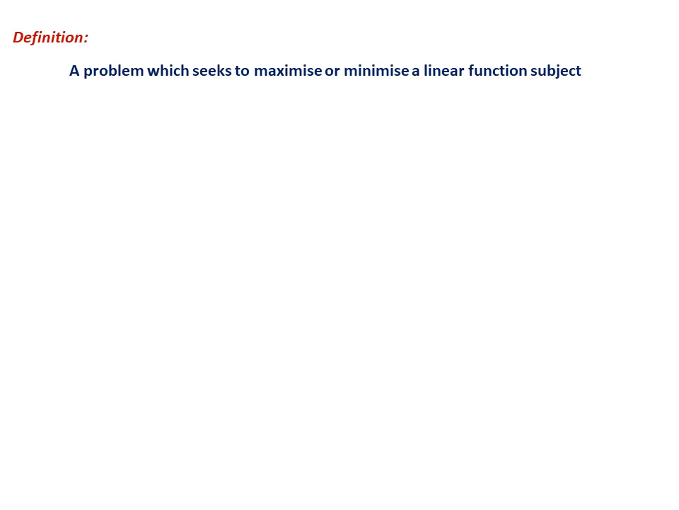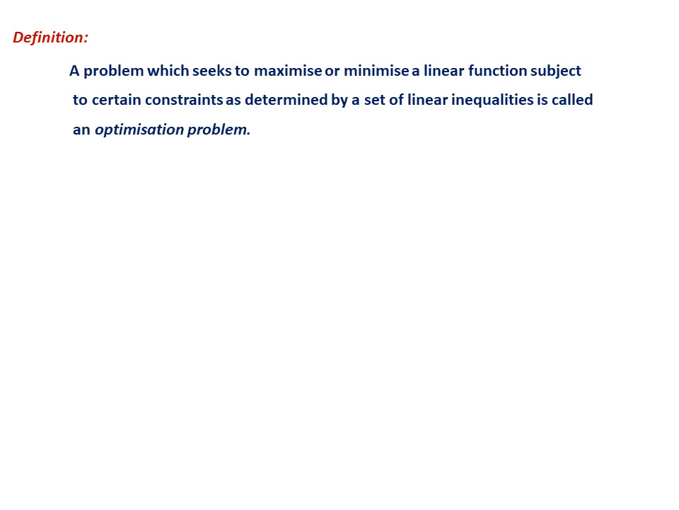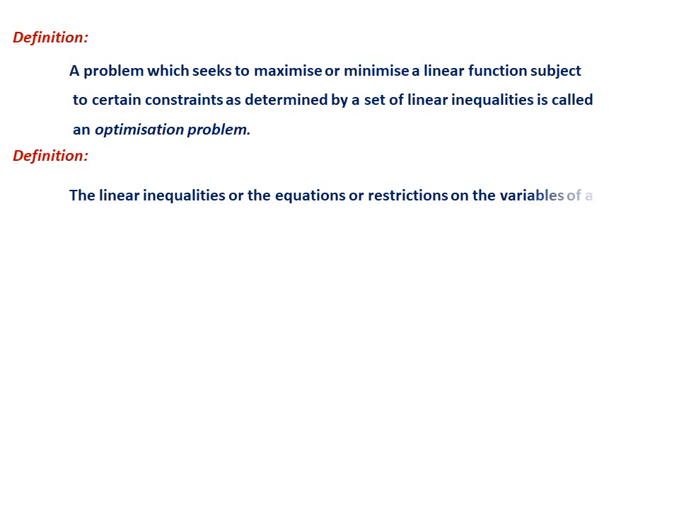Definition. There are some terms associated with LPP. Let us clarify those things. First one, a problem which seeks to maximize or minimize a linear function subject to constraints as determined by the set of linear inequalities is called an optimization problem. This is one definition. Second definition: the linear inequalities or equations or restrictions on the variables of a LPP are called constraints. Subject to those things are called constraints.